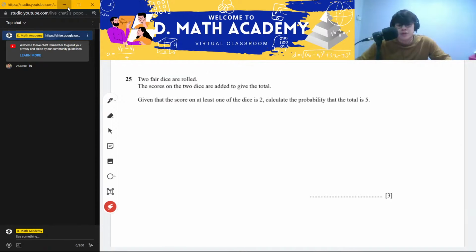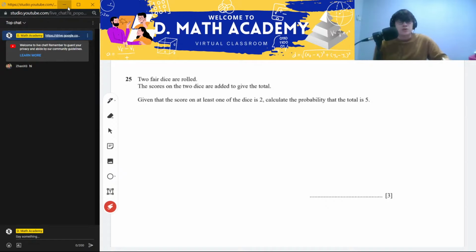Okay, last two questions, then we're done. So 2 fair dice are rolled. The scores on the 2 dice are added to give the total. This question also came out in the recent February, March paper. It's super hard, and I think a lot of students couldn't do it. It's not as easy as you think.